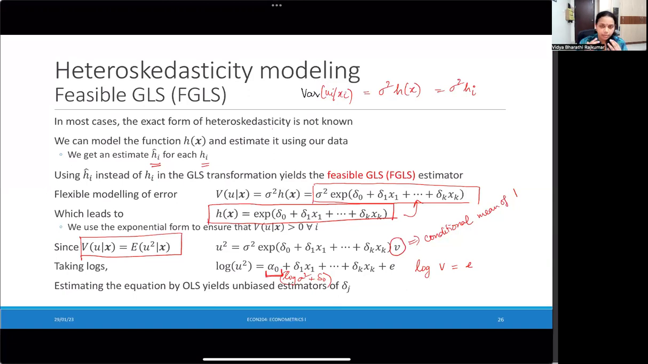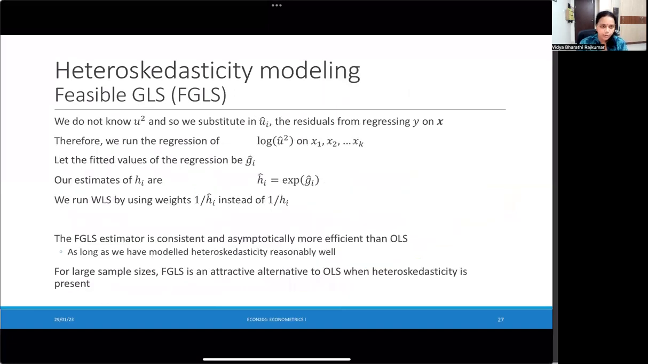And we're going to do that by defining h of x to be an exponential function. And how are we getting at that? We're taking log of u square and regressing that on all of our x variables. So when we estimate this particular log model using WLS, we're going to get unbiased delta j coefficients. So let's stay there. We don't know what u square is because that's from the population. So we substitute with u hat square.